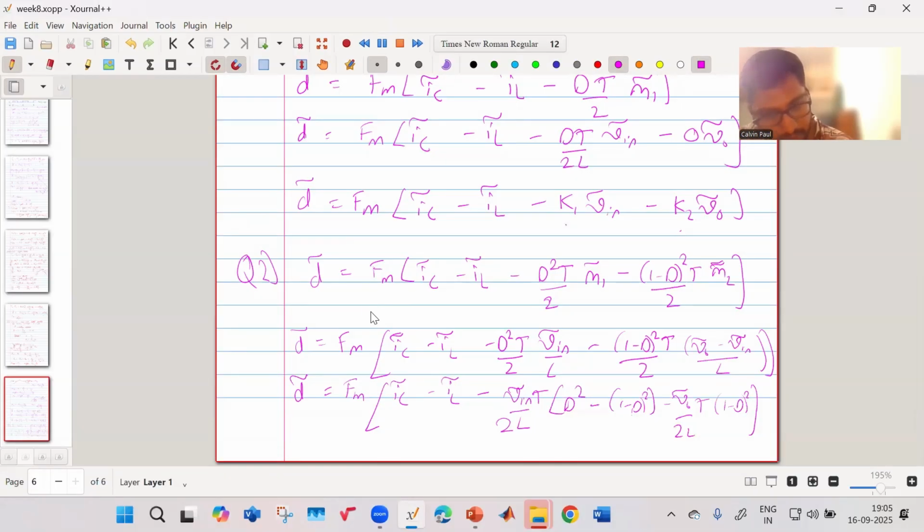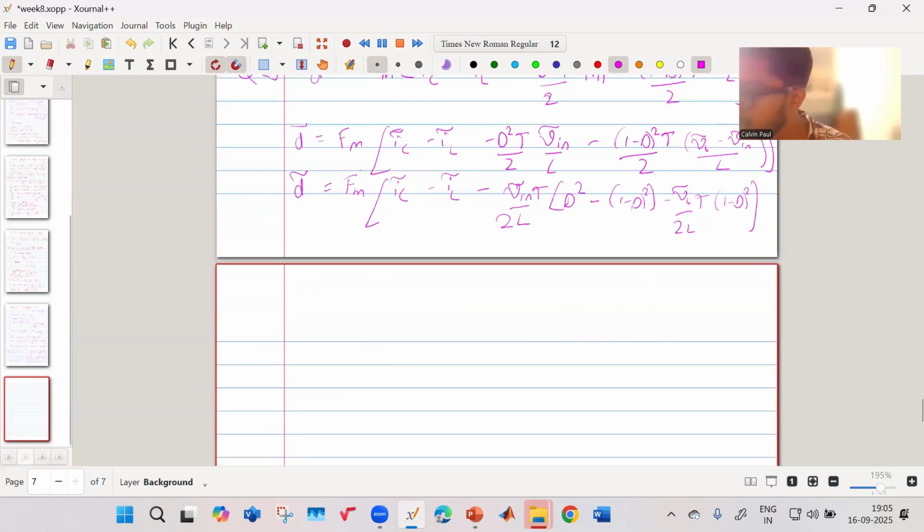Would be 1 plus 2D, sir. It should be 2D minus 1, right? Because I'm saying the minus V in perturb term is there. Let me write. Yes, 2D minus 1. Yeah, correct. This is Ic perturb term minus Il perturb term minus V in perturb term, T upon 2L.